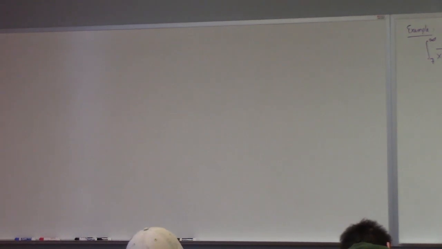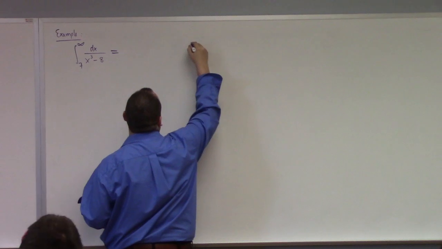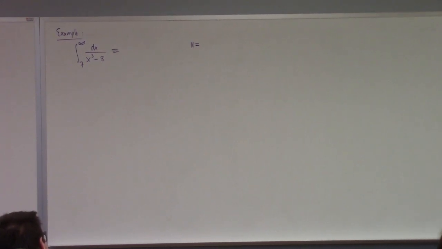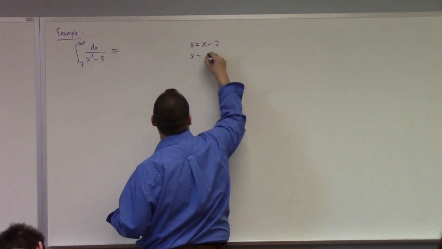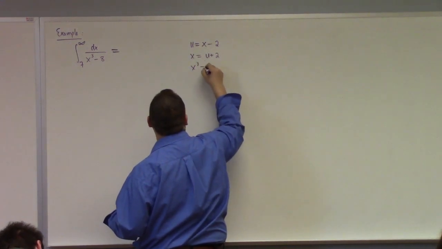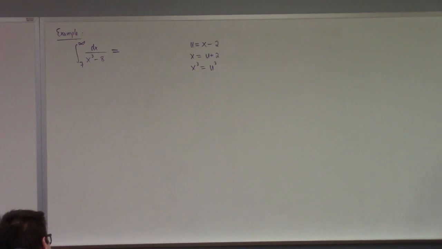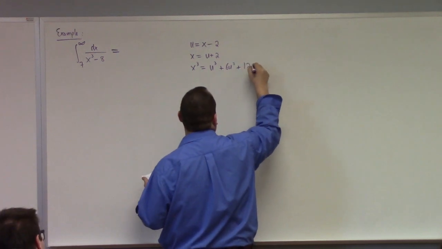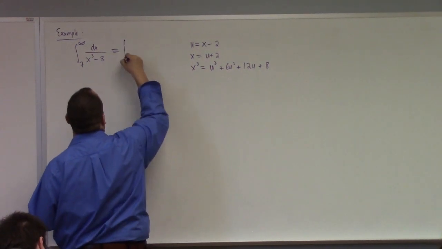So this one actually is pretty nice if we just make a u equals x minus 2 substitution. Then x is equal to u plus 2. So x cubed is u cubed plus 6u squared plus 12u plus 8, right?